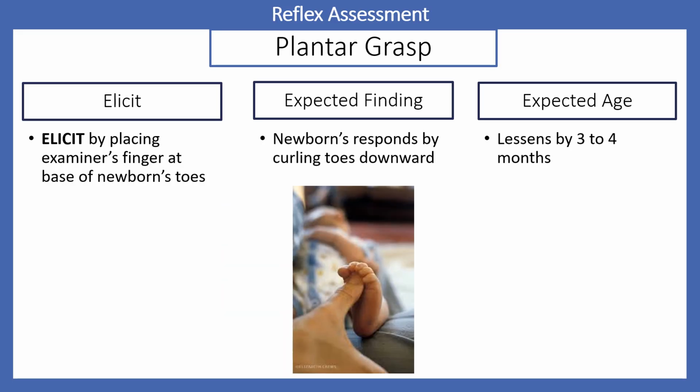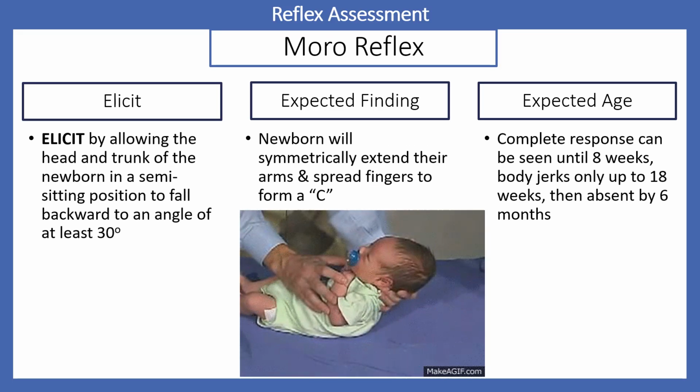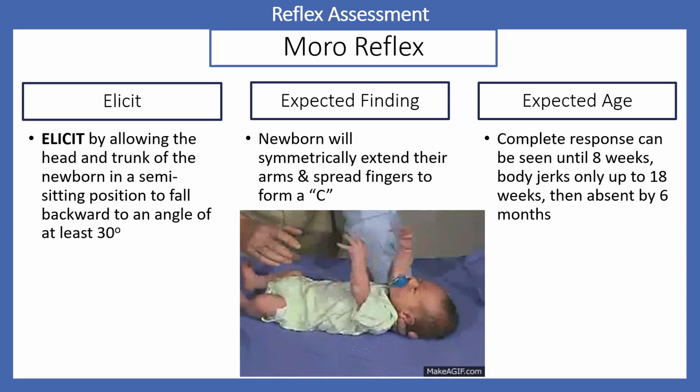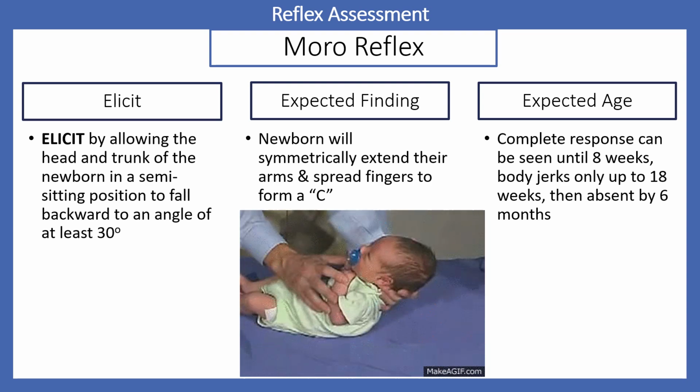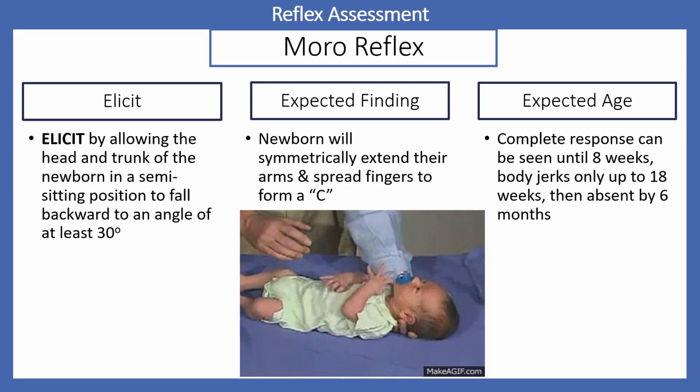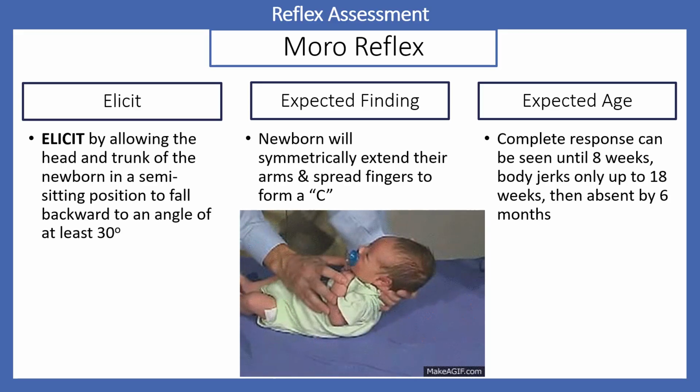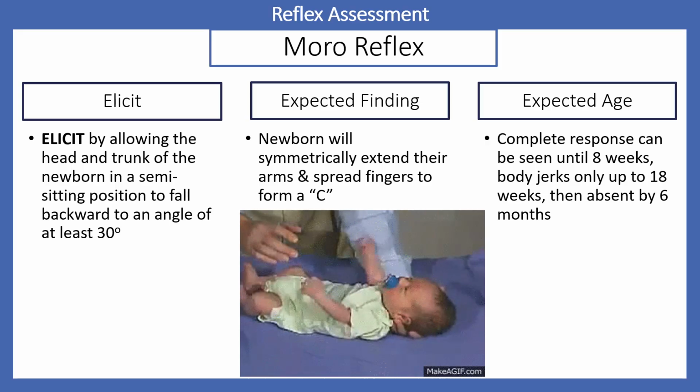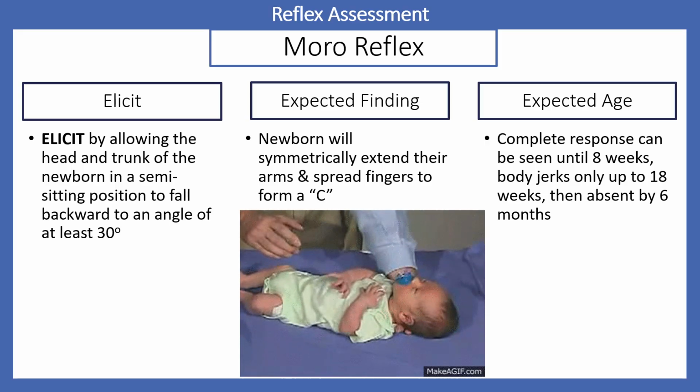To elicit the plantar grasp, the nurse places their finger at the base of the newborn's toes. The expected finding is for the newborn to curl their toes downward. To elicit the Moro reflex or startle reflex, the nurse allows the head and trunk of the newborn to fall backward slightly. The newborn will extend their arms and spread their fingers to form a C.